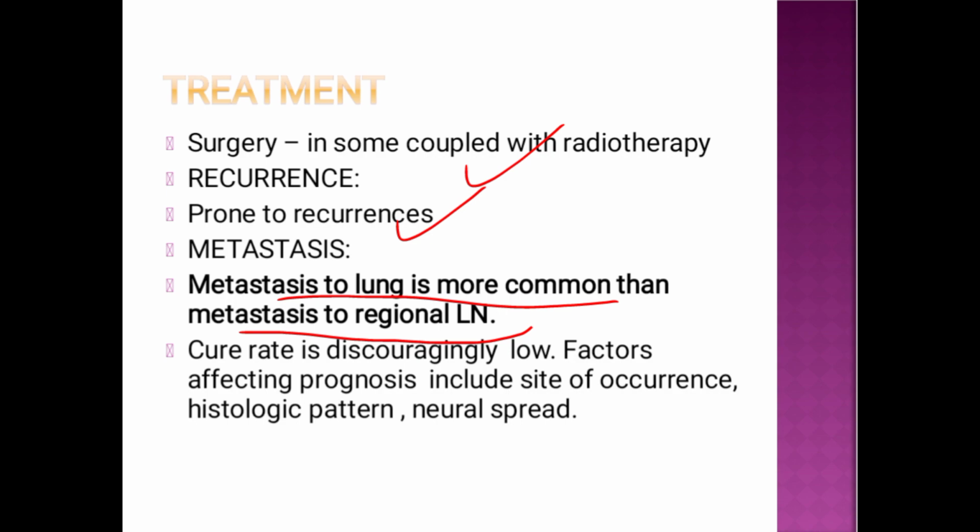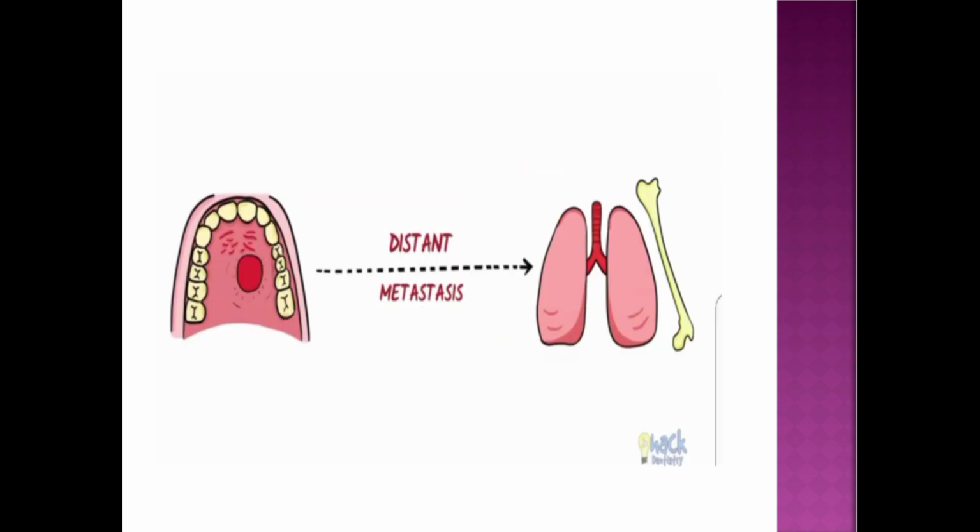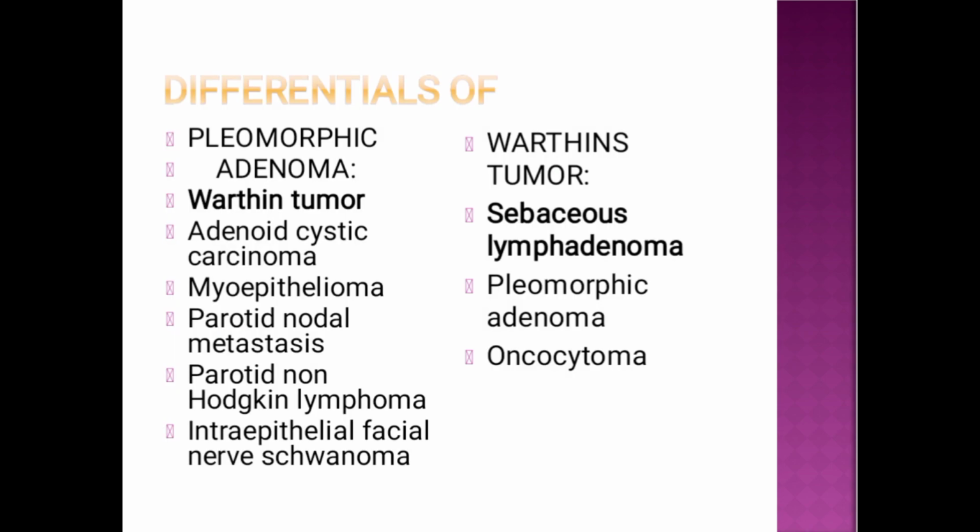It metastasizes to the lungs very fast, because it has large cells, due to which it can move to the lungs but not to regional lymph nodes. The cure rate is low. Factors that affect the prognosis are the site, the histological pattern, and neural spread.